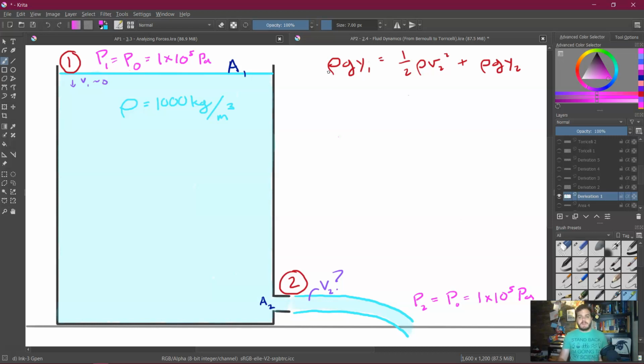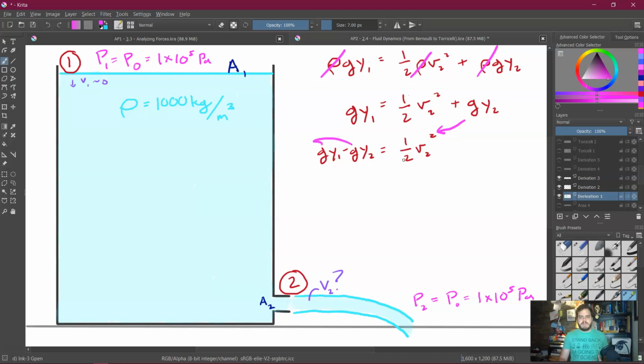Well, one thing we instantly notice is that we have rho in each term, so we can get rid of those. So we're left with g y1 equals 1/2 v2 squared plus g y2. Let's go ahead and move this term over to the other side. So now I have g y1 minus g y2 equals 1/2 v2 squared, and I notice I can pull a g out of here, and additionally I've got a 1/2, so I can multiply both sides by 2, and I get 2g (y1 minus y2) equals v2 squared.